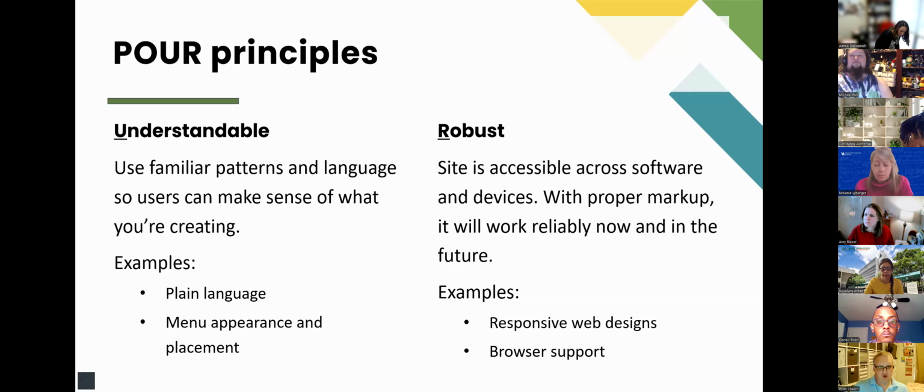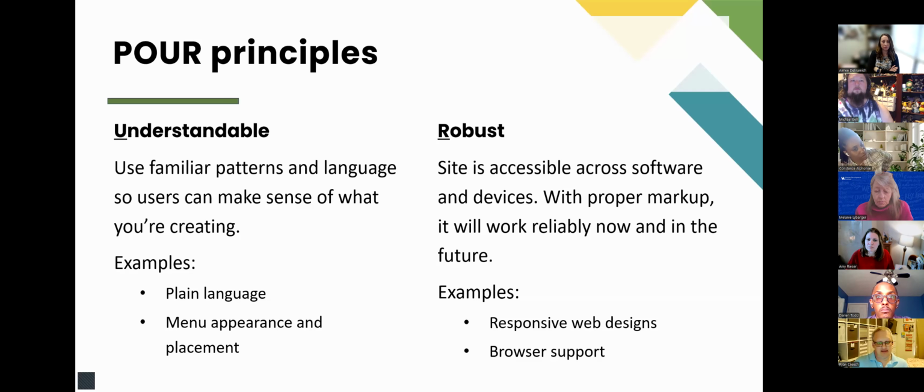Some examples of robust designs are responsive web designs, so that your website looks different on a desktop computer than it would on somebody's mobile phone. Because it's really easy, if you design just for one or just for the other, to break it on other devices, which makes it completely useless for the half of the population that tries to access it that way.